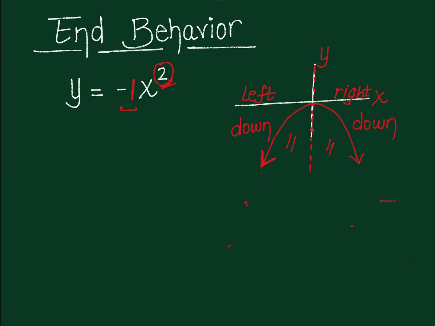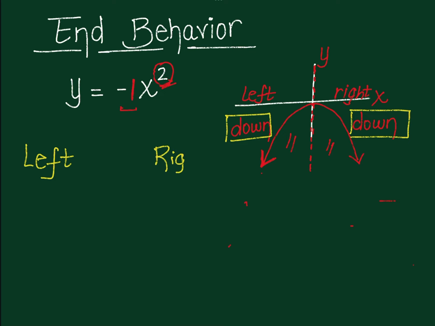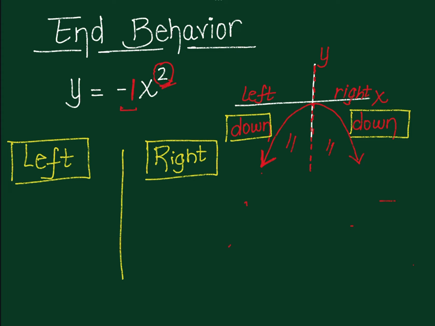So remember we talked about that we do not write down the words as down and down for end behavior in math. We write it down in a little bit of fancy mathematical way. So we write down the end behavior on the left hand side and right hand side for the graph, because there are two areas of the graph that we can study here. So left and right.